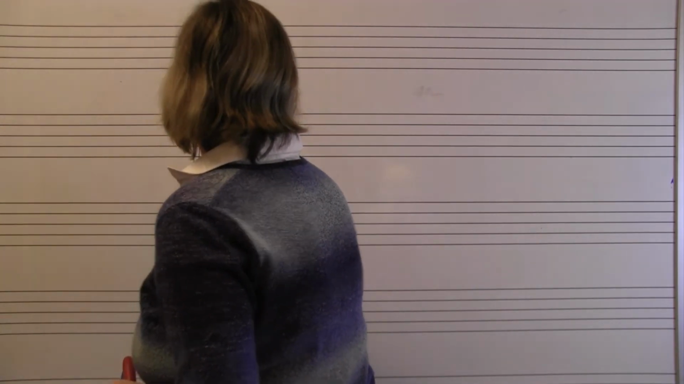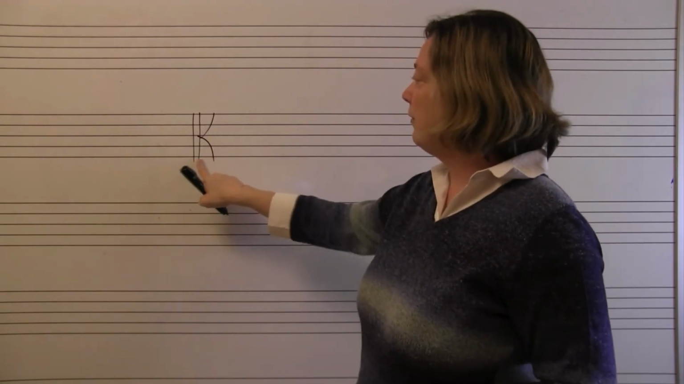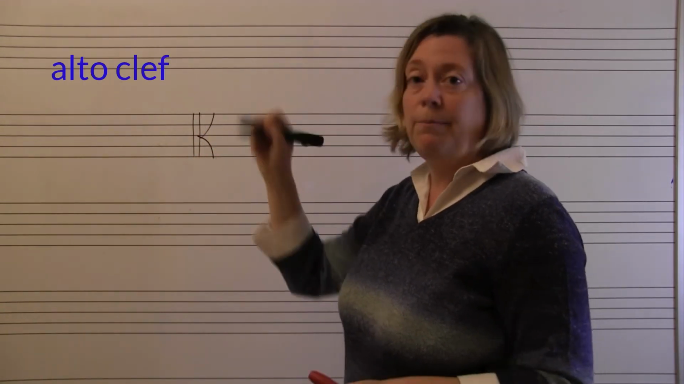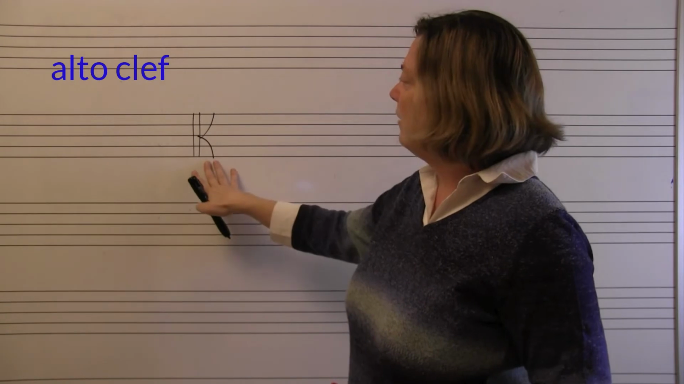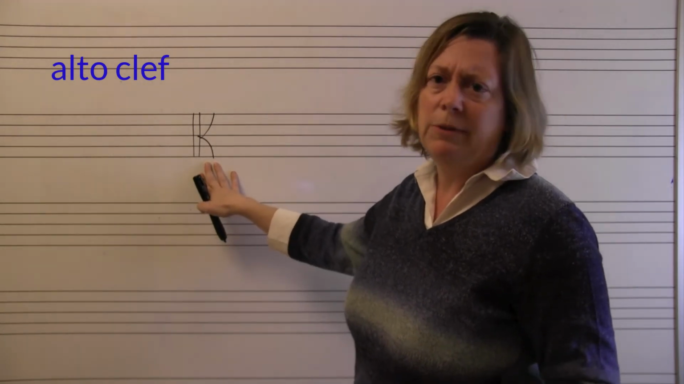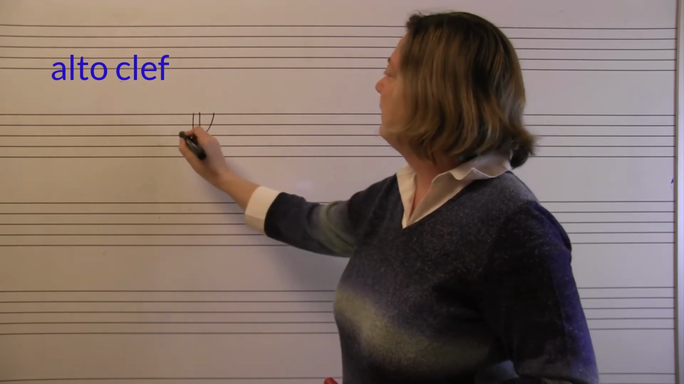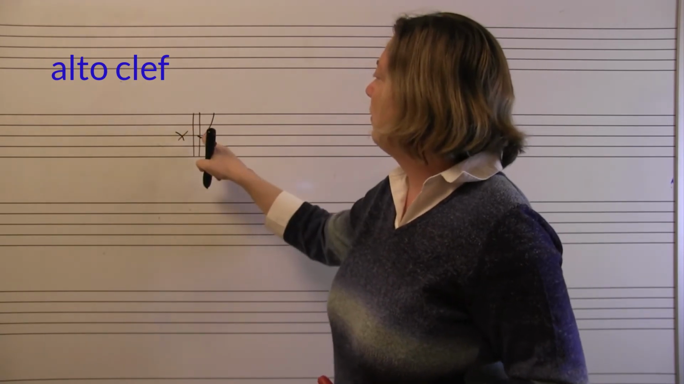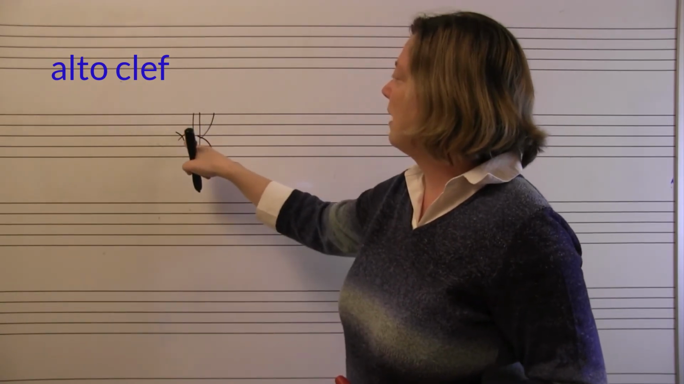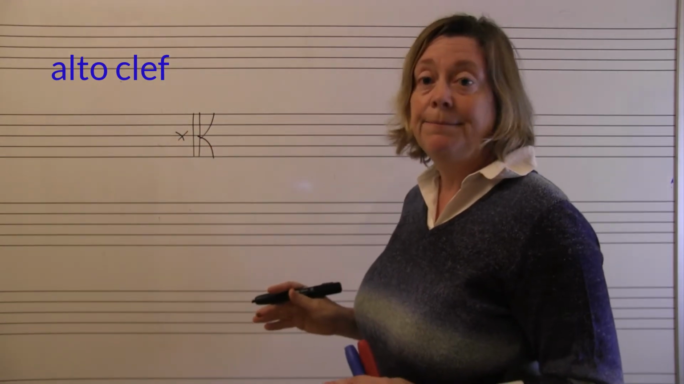Alto clef looks very simple when I use my pen or my pencil to draw it. It looks a little more fancy when you see it printed in music, but this is the perfectly good way to write it by hand. This is telling us that this line here, where this sort of pointy bit comes together, that is middle C.